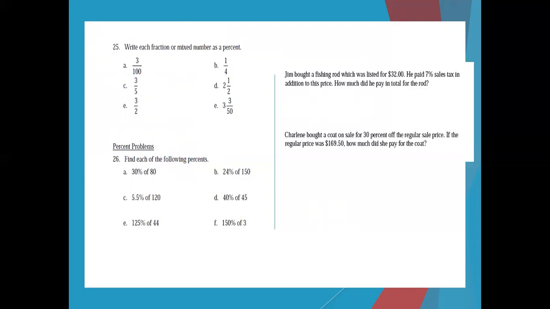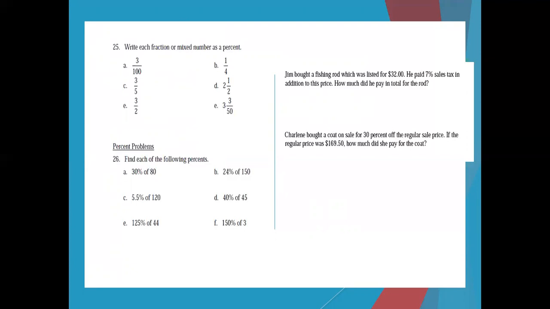Percent problems. Find each of the following percents. Same like the previous slide. 30% of 80 would be 0.3 times 80 equals 24. 24% of 150 is 0.24 times 150 equals 36. C, 5.5% of 120 is 0.055 times 120 equals 6.6. And D, 40% of 45 is 0.4 times 45 equals 18. You are to do E and F on your own.